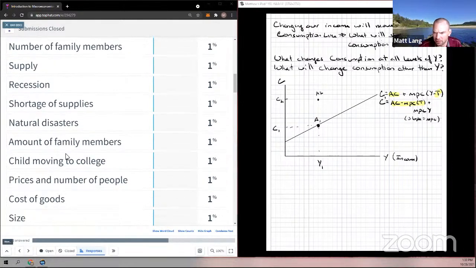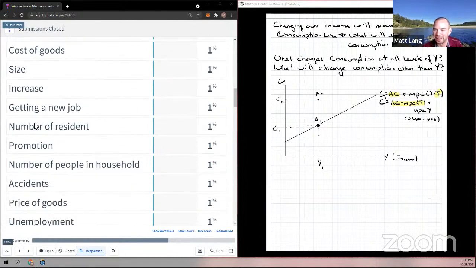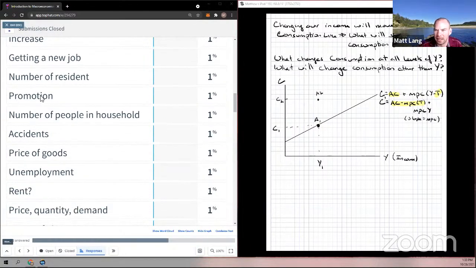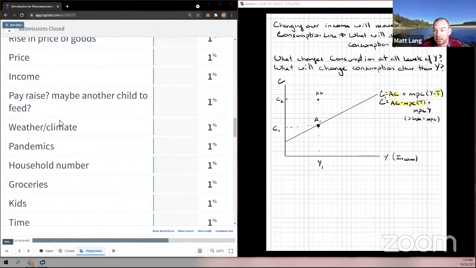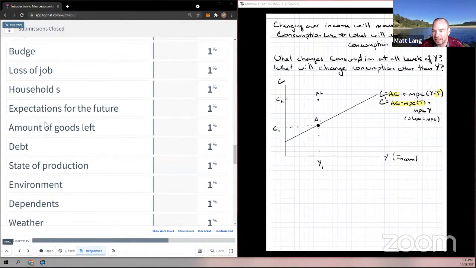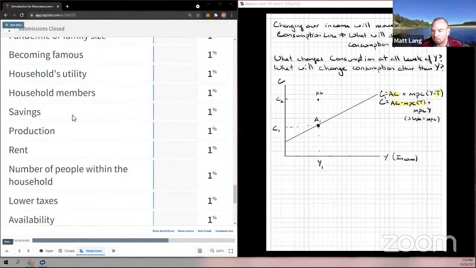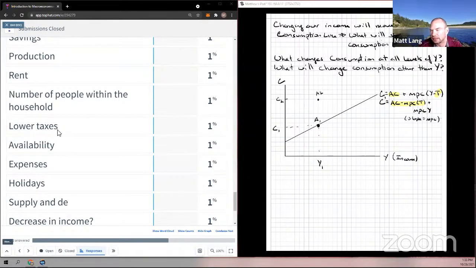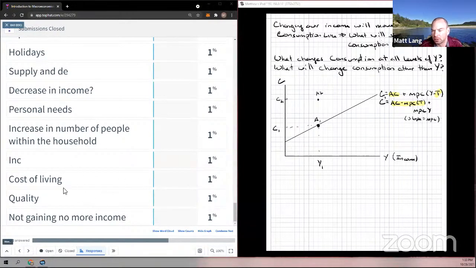But again, natural disaster, child moving to college, it's unclear whether that increases or decreases your consumption, right? For a household, promotion is going to be kind of like income, so be careful on that. Accidents, yes, yes, yes. Let's see, somebody brought up inventory there. You're a step ahead, but I like the sentiment. Let's see, environment, yes. Weather, yes. Spouse, yes. Savings, yeah, kind of. Depends on, you can almost think of it as investments. So lots of great answers on here, lots of great answers, right?